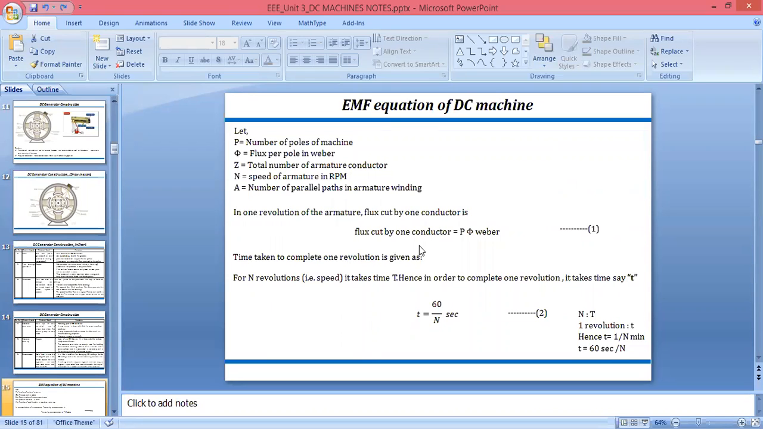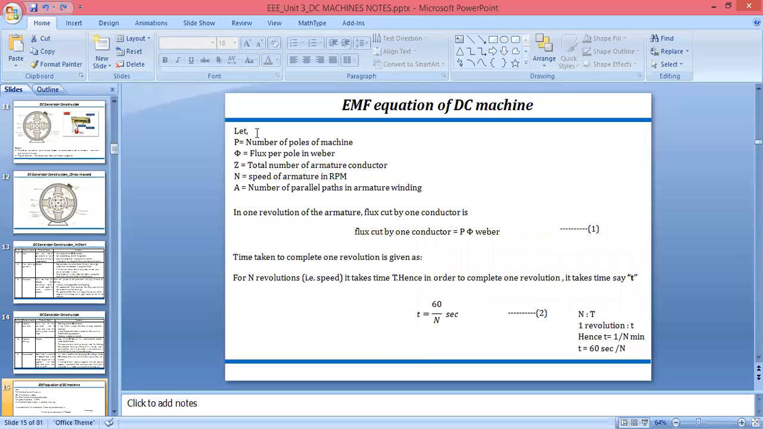Now, when we are using the DC generator, we are using mechanical energy, and we are converting that mechanical energy into EMF. EMF is nothing but the potential difference, or we can say it is the voltage. So when we have to see the EMF induced in the DC generator, we can calculate it as follows.